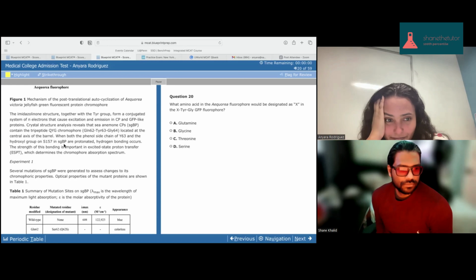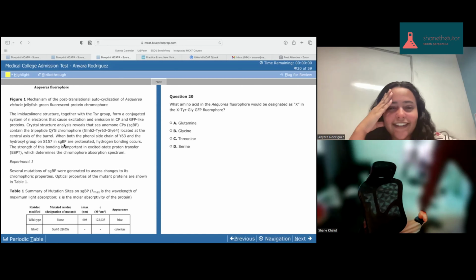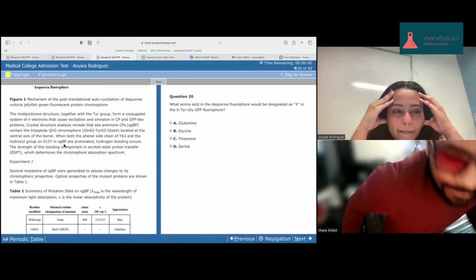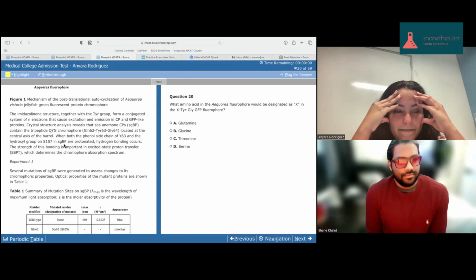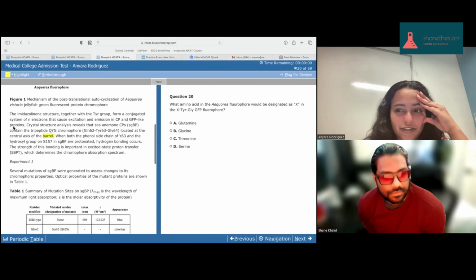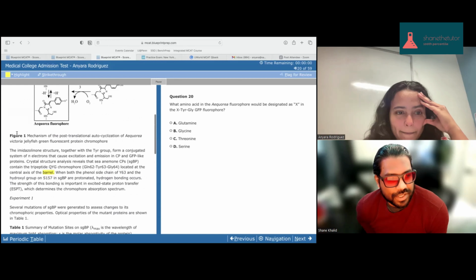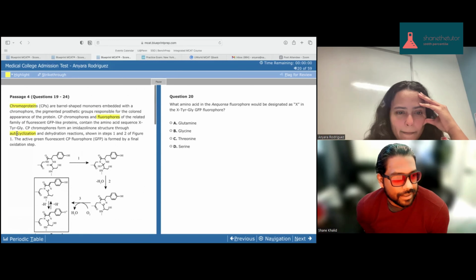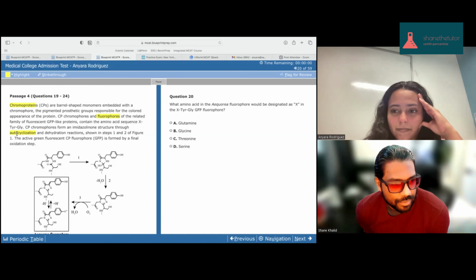Okay, it's describing the structure of the barrel. So I guess this is referring to the three-dimensional shape. I'm not sure what they mean by the barrel. I think it's just what they mentioned in that first paragraph where they talked about the chromoproteins. They're these barrel-shaped monomers that are embedded with the chromophore, which is the pigmented prosthetic group.